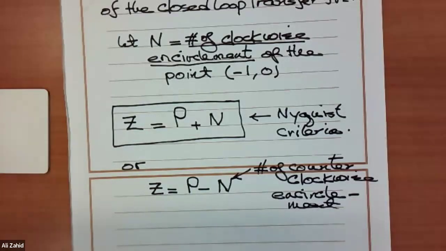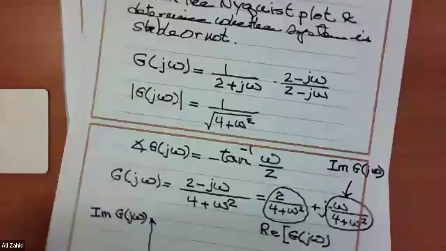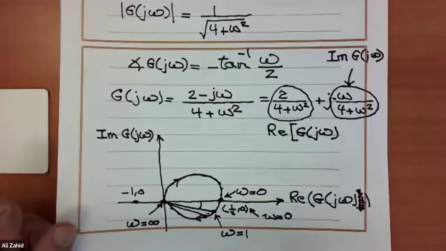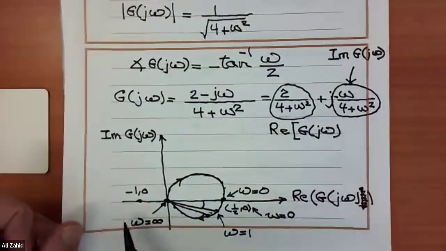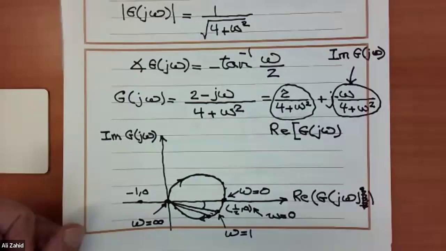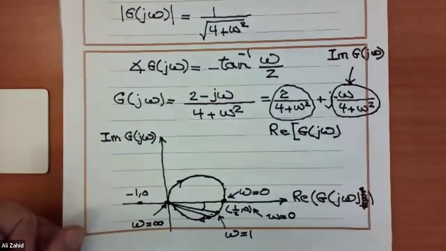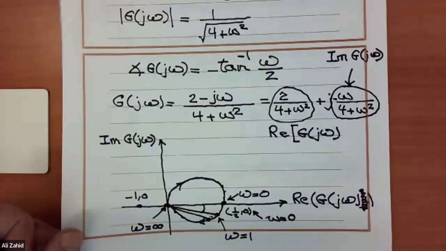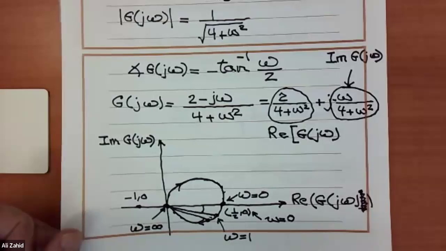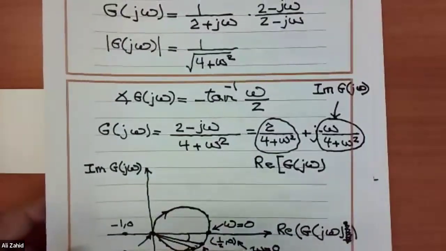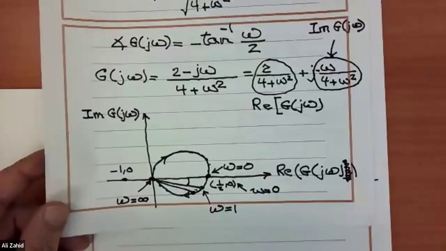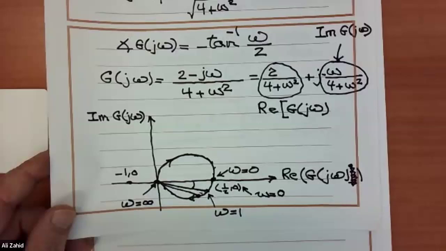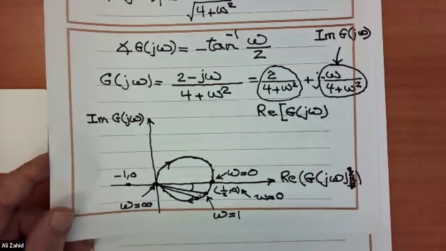Which one to use? For example, back to our example, what is N in our example? Well, it's 0. Why? It never encircled the point. Did you get it or not? Now, in a minute, I will give you an example in which it will. But I started with something simple so that you understand how you sketch the Nyquist plot. Did you get it? Yes.